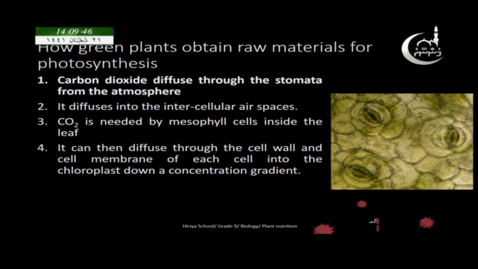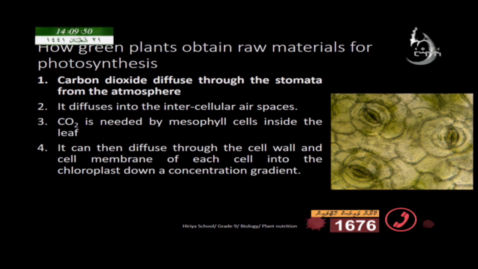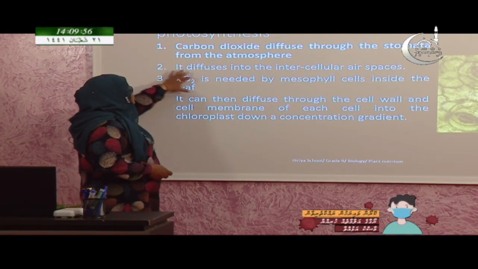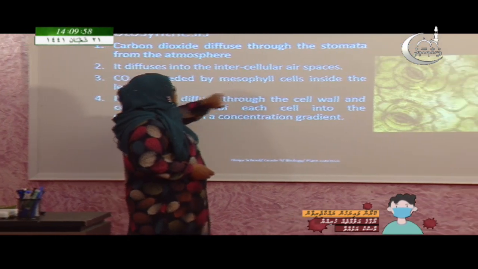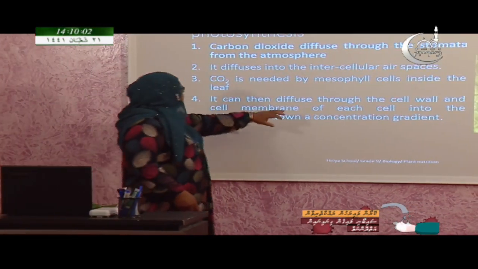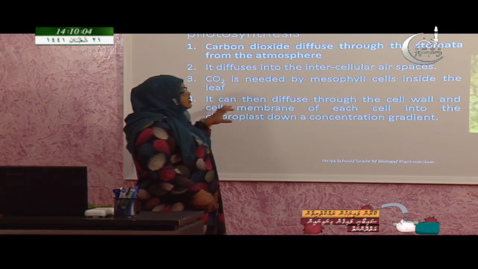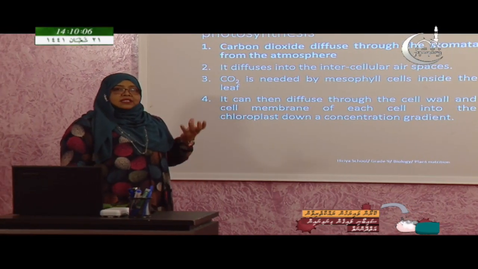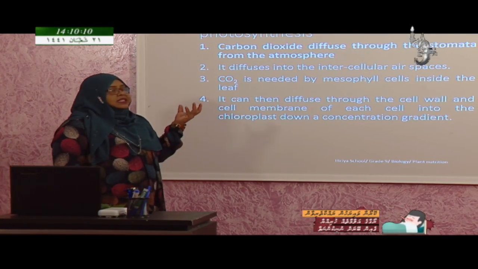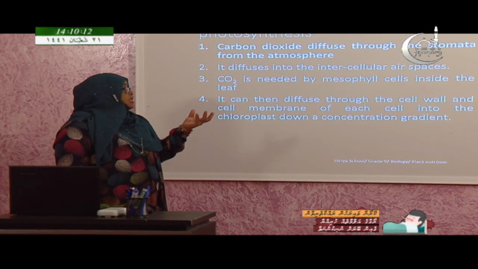Carbon dioxide diffuses through the stomata from the atmosphere, and the mesophyll cells are loosely arranged, providing air spaces. So, carbon dioxide diffuses into the air spaces, and then it moves into the mesophyll cells through the cell wall and the cell membrane. Finally, it reaches the chloroplast. So, what is chloroplast then? These terms are important. Chloroplast is the organelle where photosynthesis takes place.